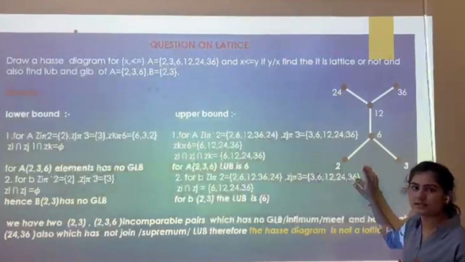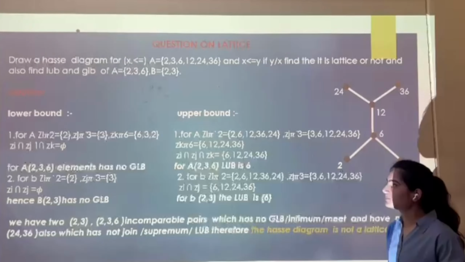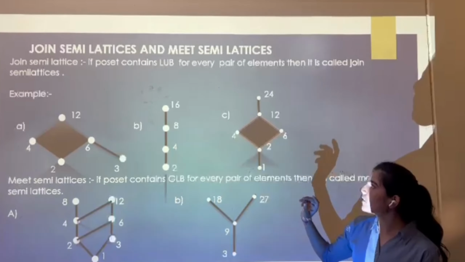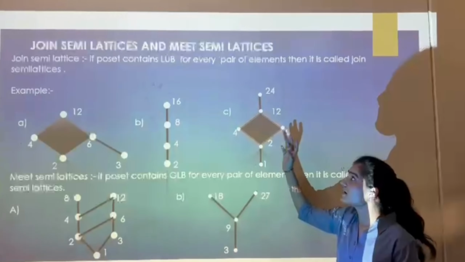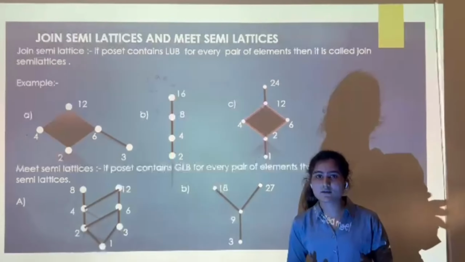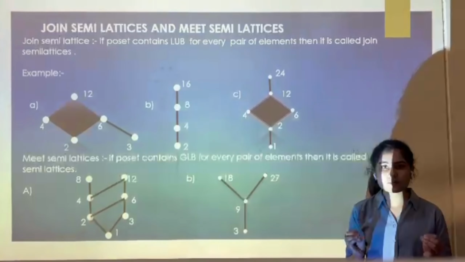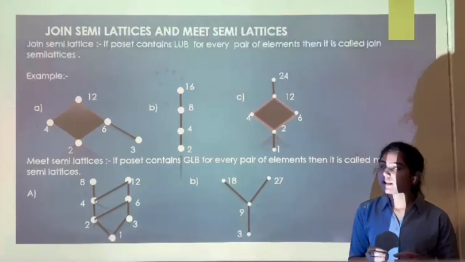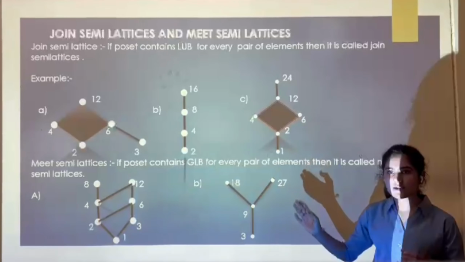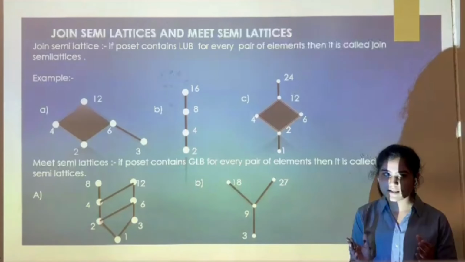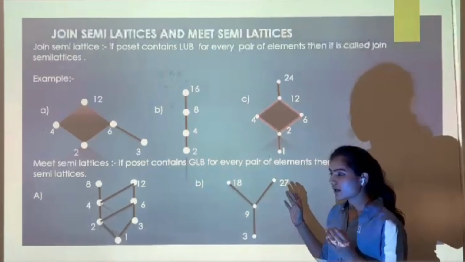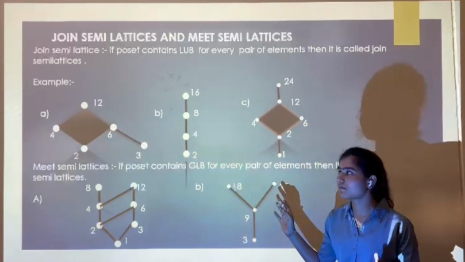Therefore, this particular Hasse diagram is not a lattice. Next, now we talk about join semilattices and meet semilattices. So what is a join semilattice? If in a lattice every pair has a join, then it is called a join semilattice, and if in a lattice every pair has a GLB or meet, then it is called a meet semilattice.